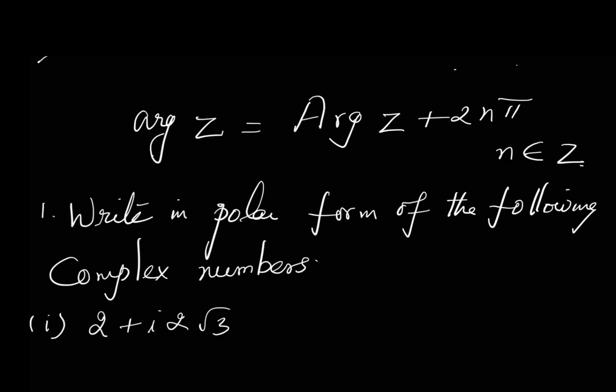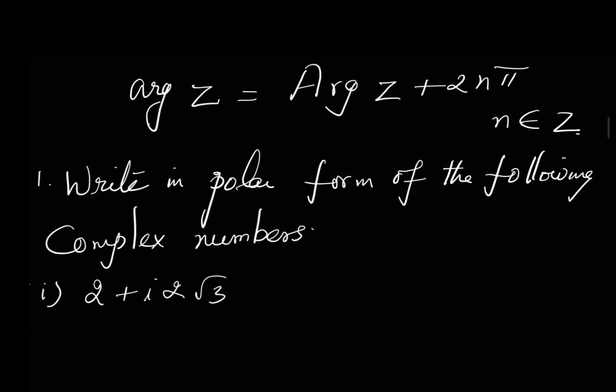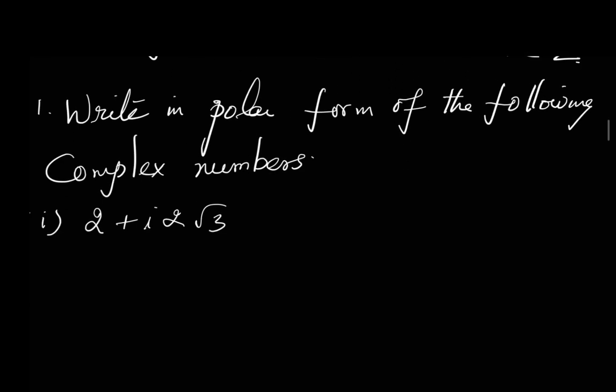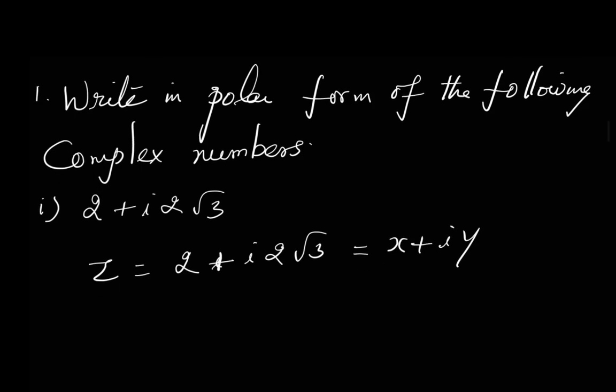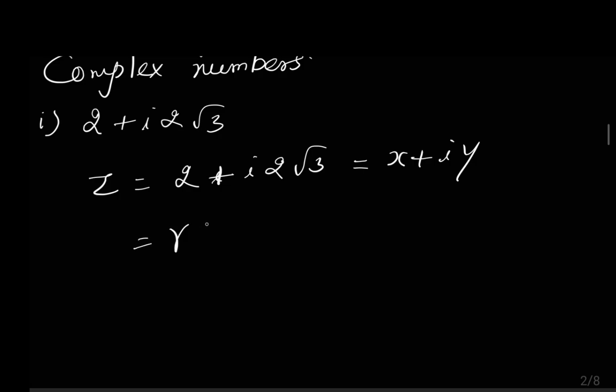First, the first sum: write in polar form the following complex number, 2 plus i 2 root 3. Let me take the complex number as z, 2 plus i 2 root 3. In the Cartesian form it is x plus iy. In the polar form, this is r into cos theta plus i sin theta. So you are going to represent it in terms of r and theta. First I have to get what r is.